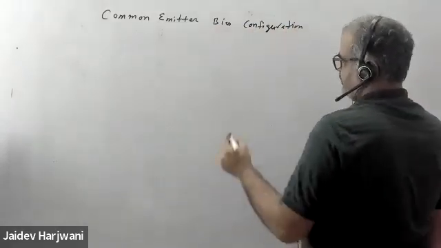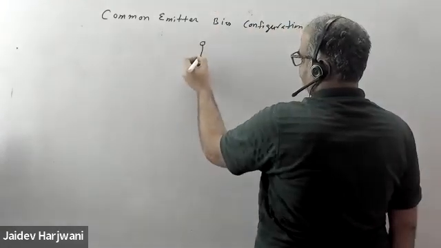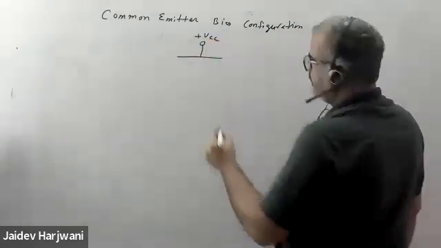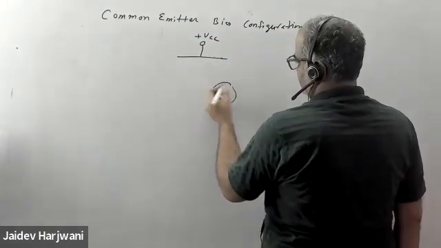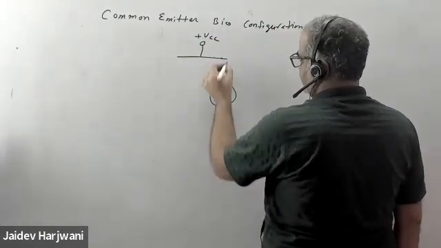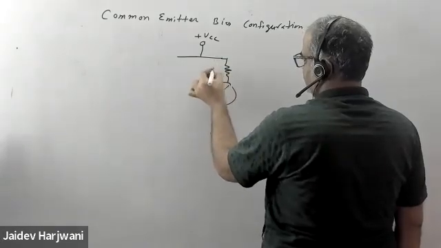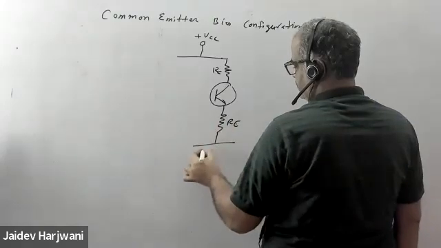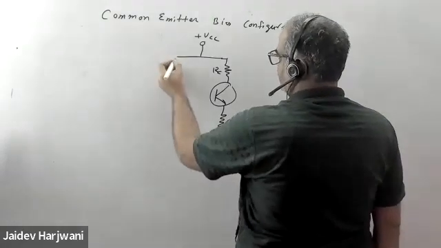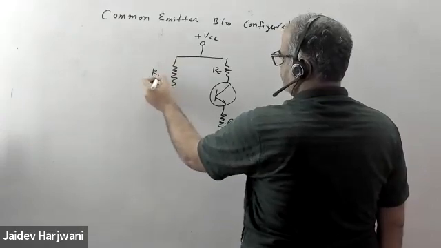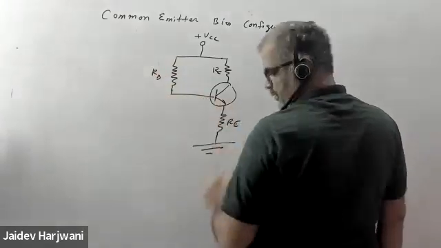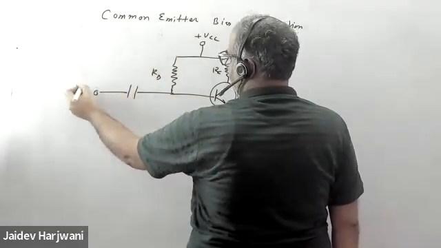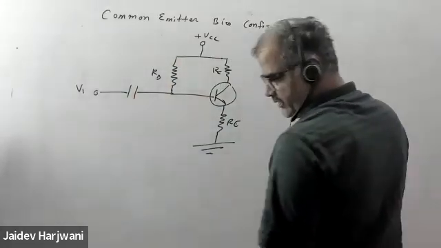So you have VCC. Then you have a transistor here, common emitter. You have an RC, you have an RE, and then you have an RB. And here we are giving V input, and we are taking V output here.